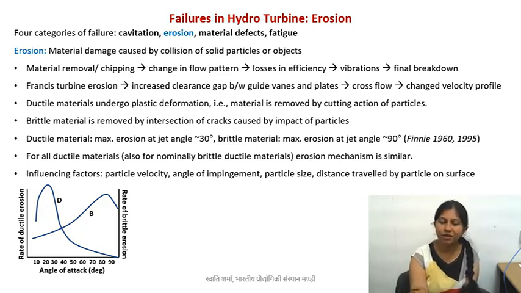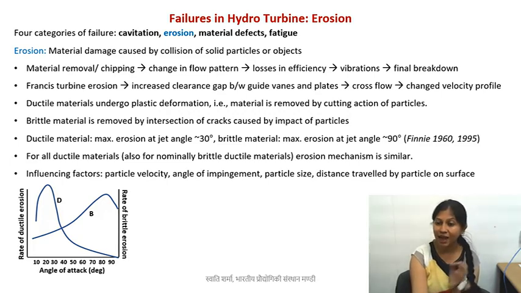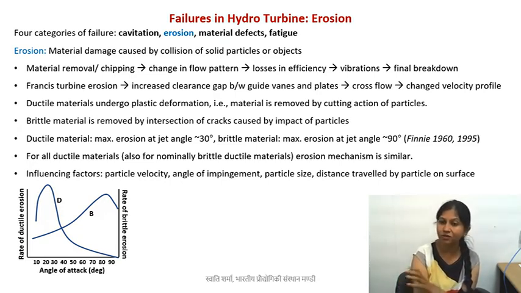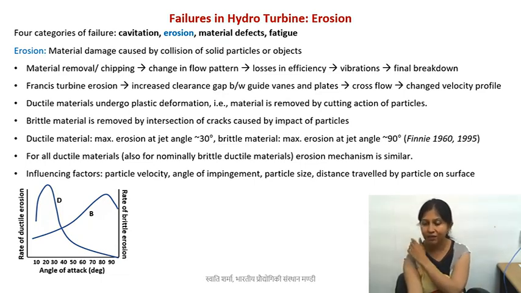So what are the influencing factors? We already talked about some of them. Let us summarize. Number 1, particle velocity. Number 2, the angle at which the particle hits the surface of the turbine blade. Number 3, size of the particle. This is something we haven't discussed yet. And number 4, the distance traveled by the particle on the surface. This last one, distance traveled, is related to the angle of impingement as well as the velocity. Angle of impingement, because when a particle hits from a side, it will probably stay for a while on the surface and then leave the material.